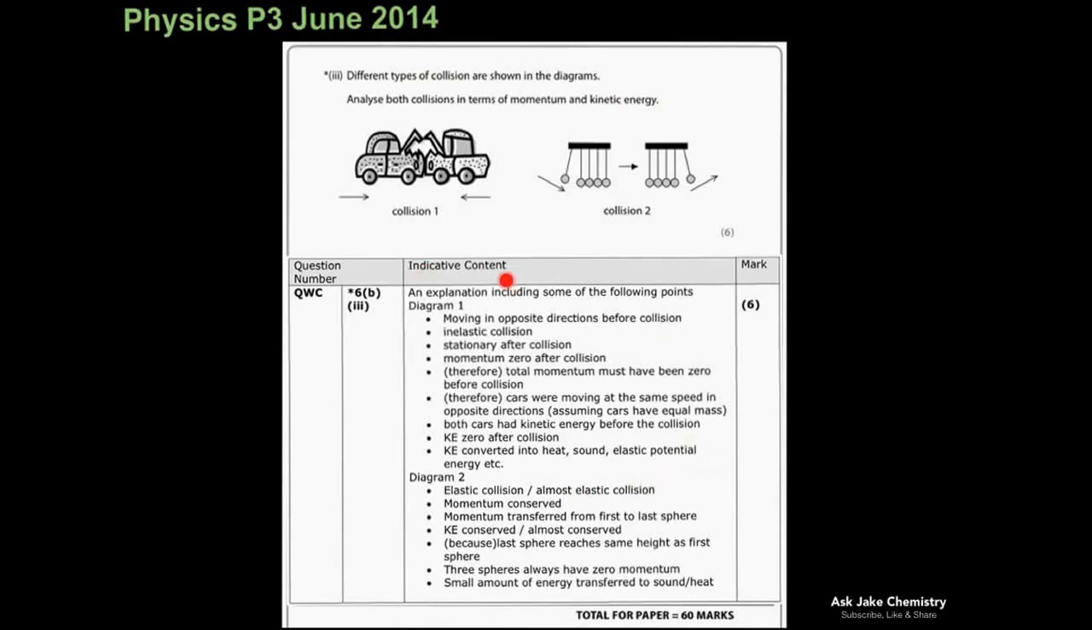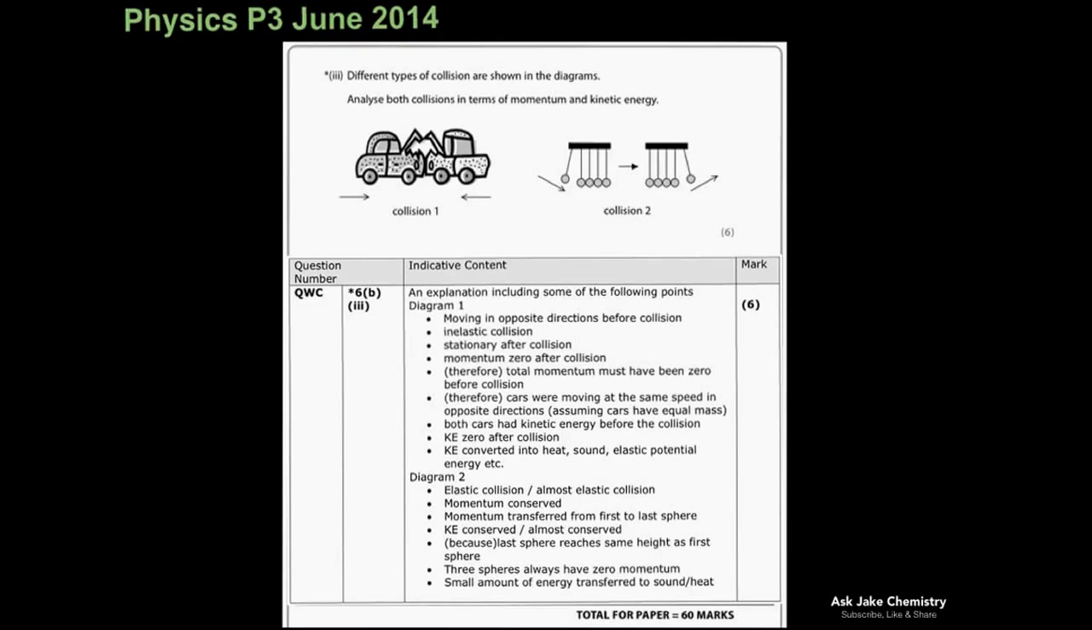This is the last question in the exam. Make sure you have enough time to do it because you want to get 6 marks. If you don't, 4 marks is good enough, but make sure you get 6 marks. Okay, there's collision 1 and collision 2. Different types of collisions are shown in the diagram. Analyze both the collisions in terms of momentum and kinetic energy. You need to explain 3 points for diagram 1 and 3 points for diagram 2, and you get 6 marks. Make sure your grammar is correct and there are no bullet points. If there are bullet points, you'll lose some marks, because they want it answered in full sentences.